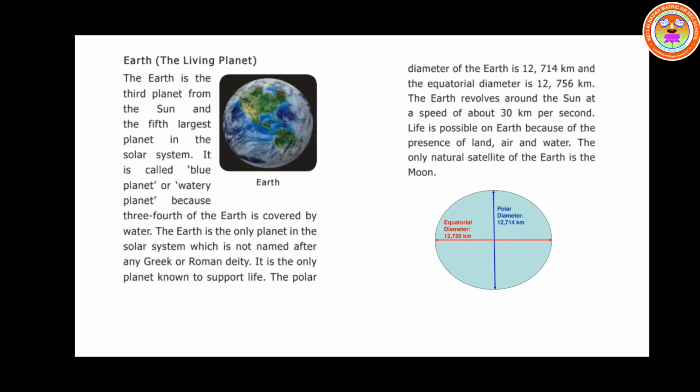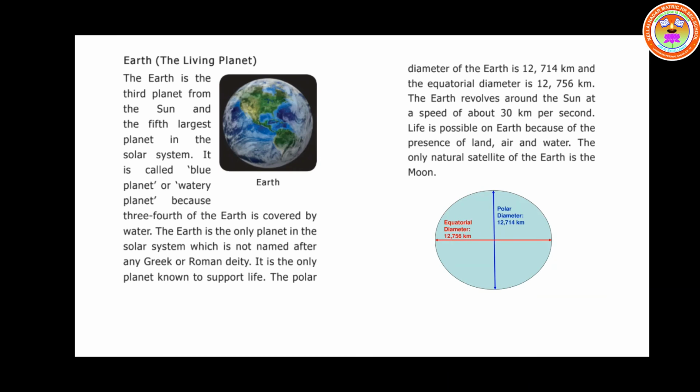It is called blue planet or watery planet. That is the Earth. Do you know why the Earth is called blue planet? Yes, because 3/4 of the Earth is covered by water. The Earth is the only planet in the solar system which is not named after any Greek or Roman deity. We have seen other planets are all named after Greek or Roman deities. But here the Earth is not named like that.